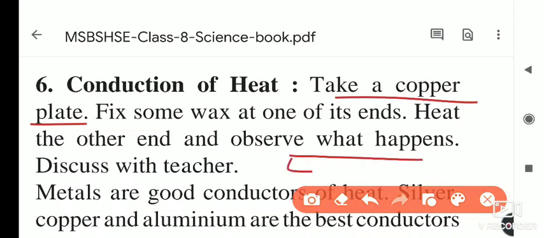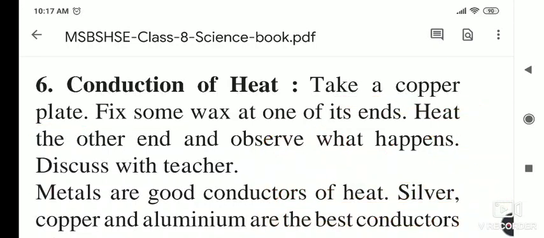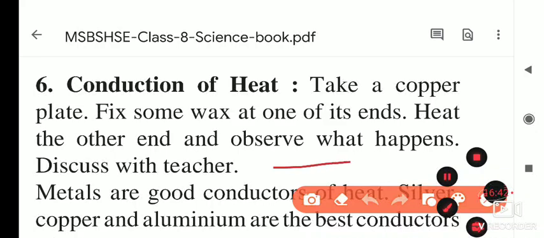This is the copper rod we are taking, and we have to fix some nails on it. That activity I think I showed you last year, and we have to give heat to it. You will notice that if we provide heat, the first nail falls first, then the second nail falls, then the third nail falls, and this is because of what happens when we provide heat to metal.